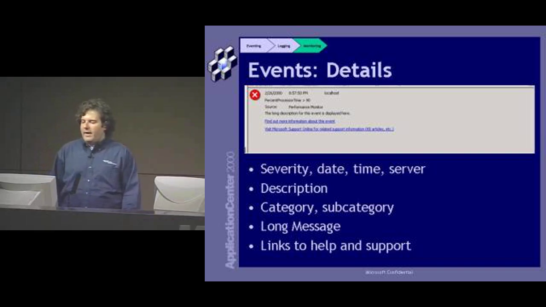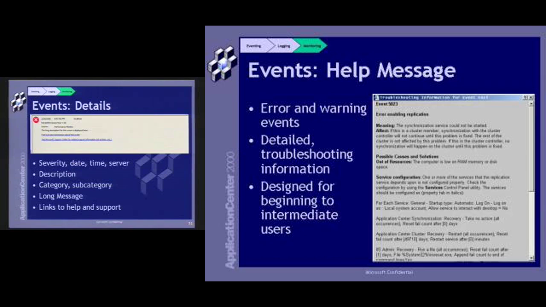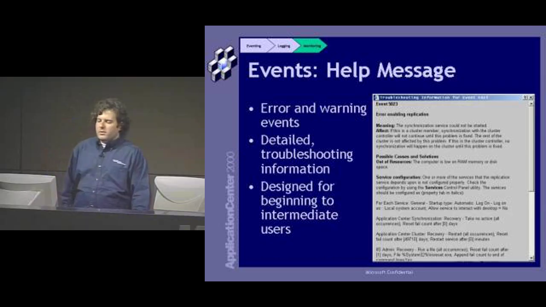So AppCenter events, NT events, HealthMon events, by severity: warnings, errors and warnings, all a specific source and/or specific event ID. In the details view, you'll see severity, date, time, server name, again a description of what the event is, the category, subcategory, and a message that will either be the message from the health monitor event, the message that you would see in the NT event log, or a similar message for AppCenter events. For a replication event, it will tell you the actual file that could not have been replicated. We also have links to online help and to support.